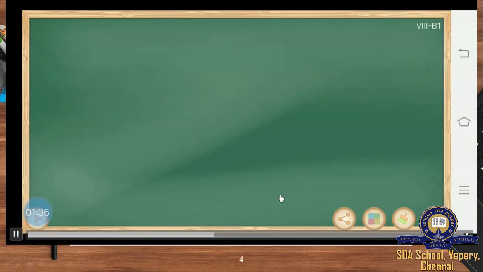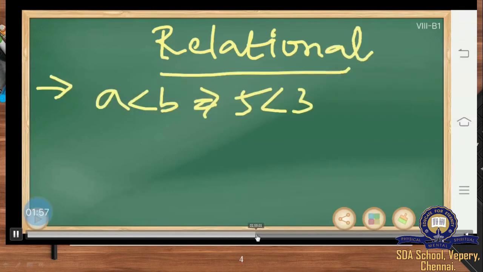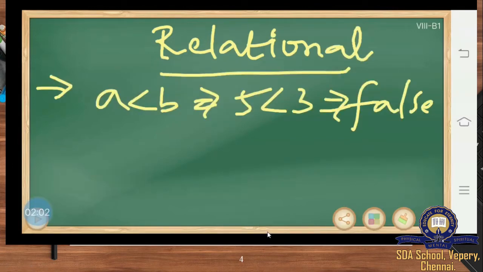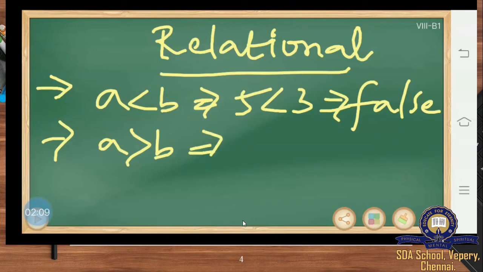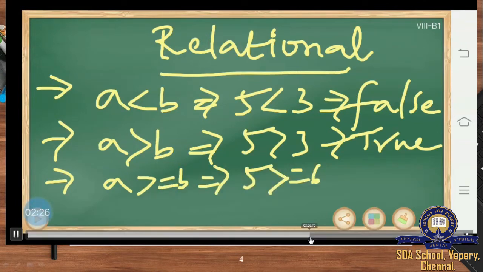Next, we saw the relational operators. A relational operator compares two values. For example, a less than b, 5 less than 3, is false. Then a less than b, a greater than b, a less than or equal to b, a greater than or equal to b. It results in either false or true. So these are relational operators.